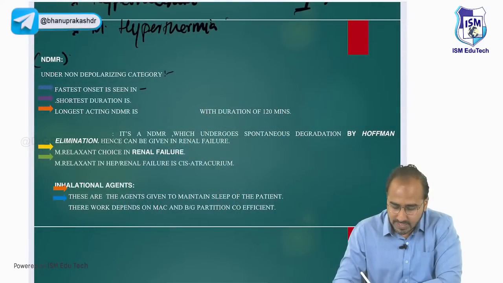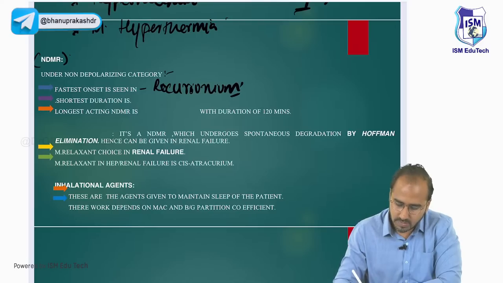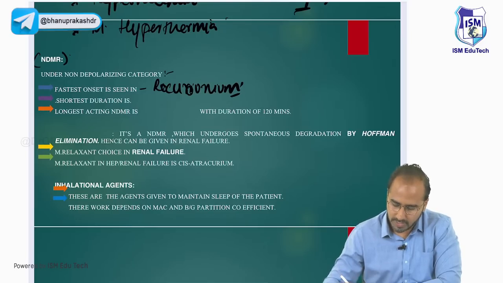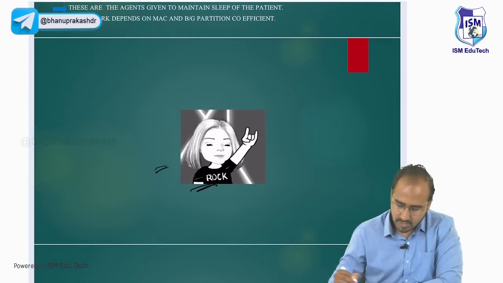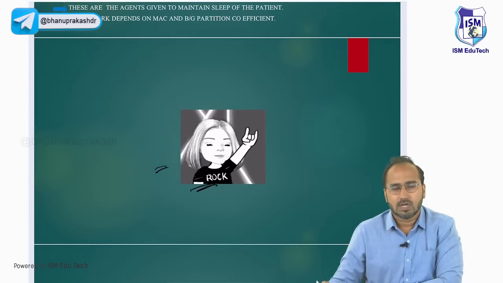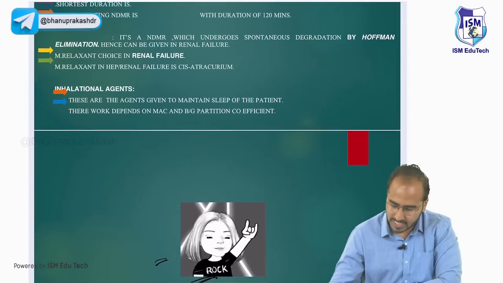So remember, guys, in the non-depolarizing muscle relaxant category, the fastest acting non-depolarizing muscle relaxant is what? The fastest is rocuronium. I usually refer to rocuronium as a rock star. Rocuronium is a rock star, the fast acting. Rocuronium is the fastest acting muscle relaxant.